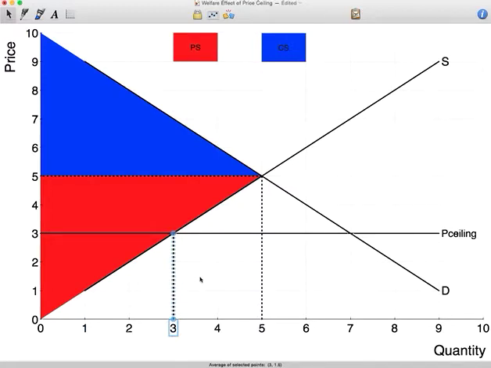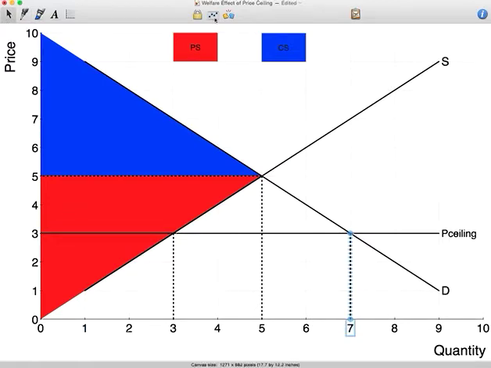So in order to make a determination of what the quantity supplied is, just follow the price ceiling along. The first thing that you will hit is the supply curve. Going straight down will give you the quantity supplied. So QS is equal to 3. If we continue along the price ceiling, we will eventually hit the demand curve. If you go straight down from there, you will get quantity demanded. So if I go from there straight down, that will give me the quantity demanded.